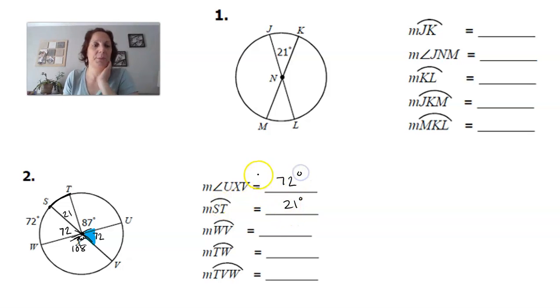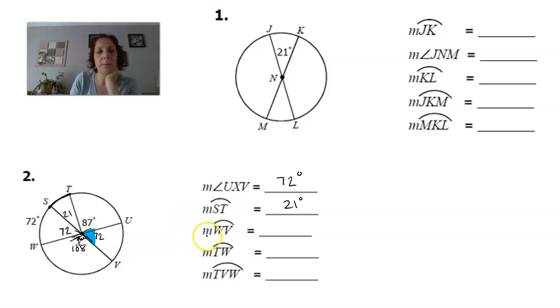Okay, degrees up here. Okay, they want the measure of arc WV. So from W to V. Again, that's got to be the same measure of this angle, so 108. They want the measure of arc TW. Let me get my highlighter here.